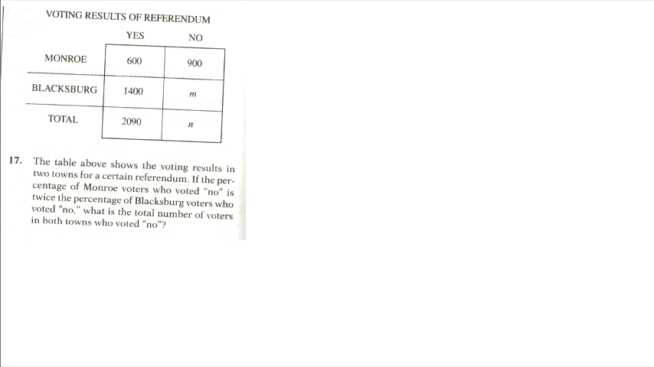The table above shows the voting results in 2 towns for a certain referendum. If the percentage of Monroe voters that voted no is twice the percentage that voted no in Blacksburg, what is the total number of voters? Alrighty. So we have in Monroe a total of 1,500 people, right? 900 plus 600 is 1,500.